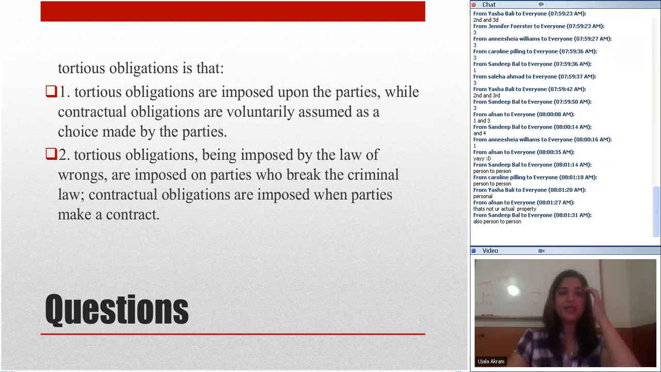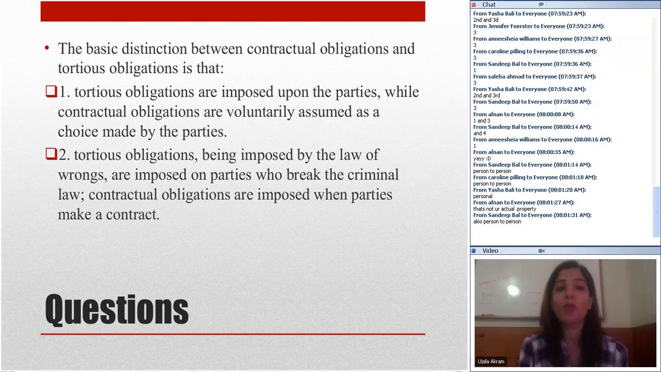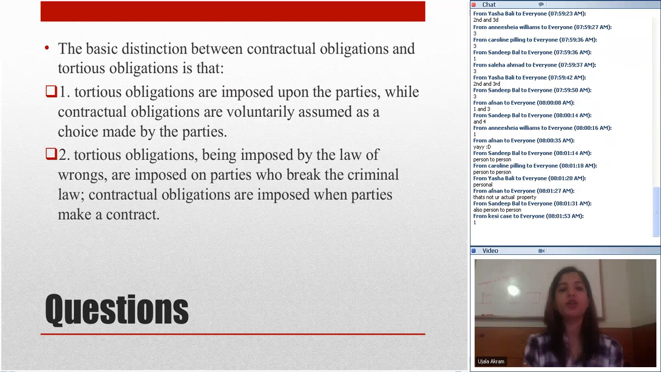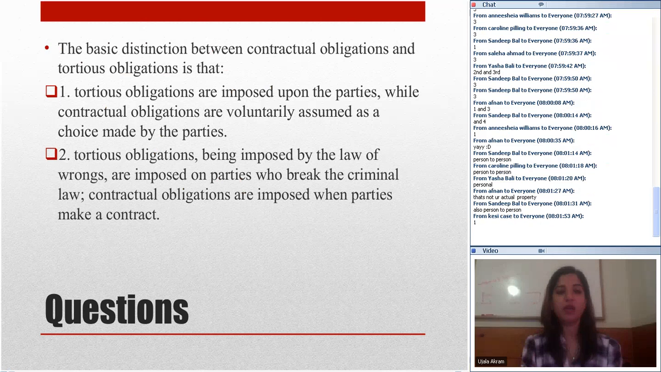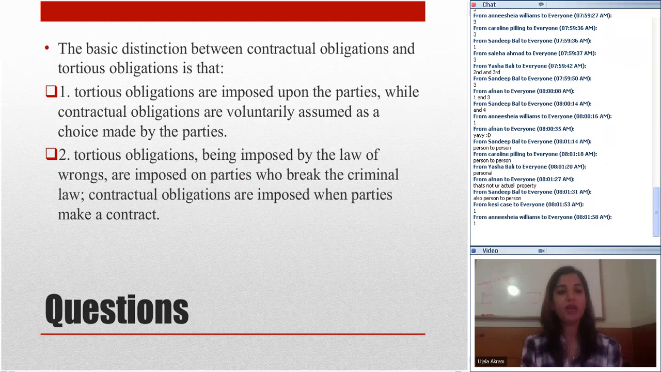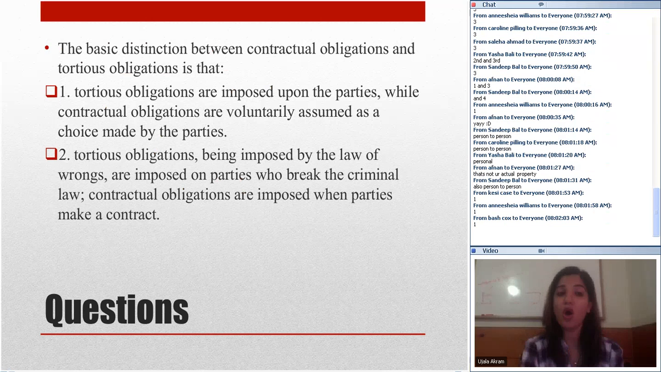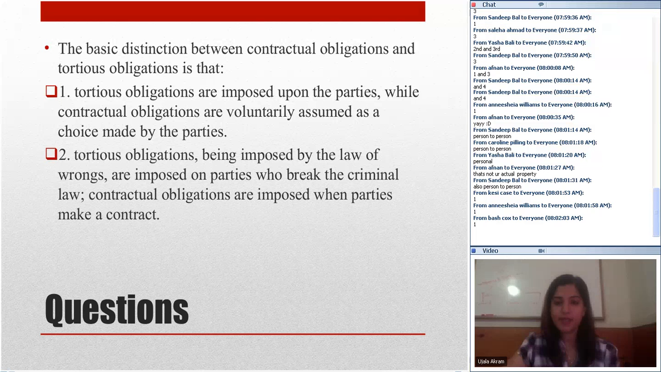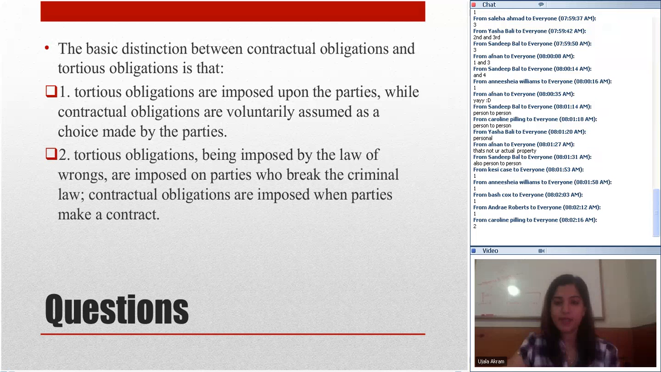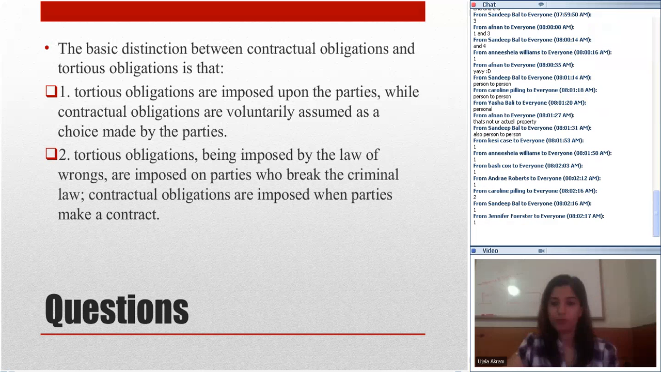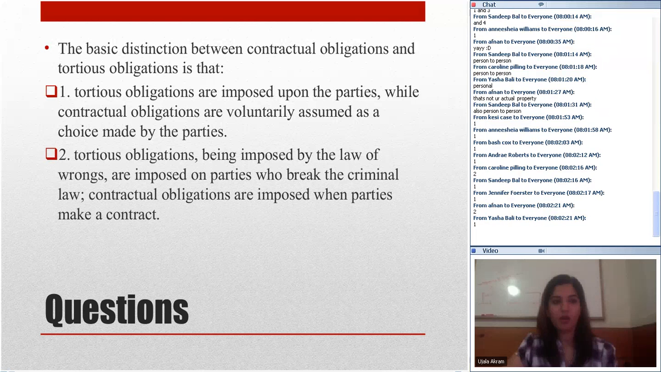The basic distinction between contractual obligations and tortious obligations, as in obligations created by tort, is: 1, tortious obligations are imposed upon the parties, while contractual obligations are voluntarily assumed as a choice made by the party. 2, tortious obligations, being imposed by the law of wrongs, are imposed on the parties who break the criminal law. Contractual obligations are imposed when parties make a contract. Which is the correct statement? One. Okay, I'm getting a lot of ones here. Some of you are saying 2. Let's see.